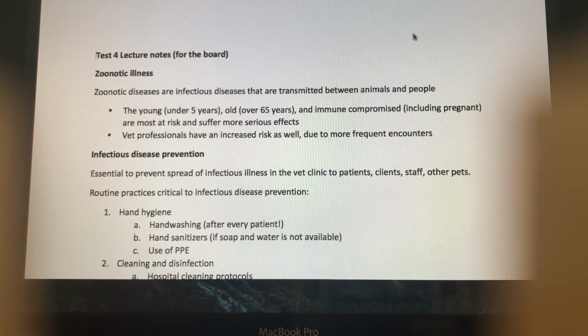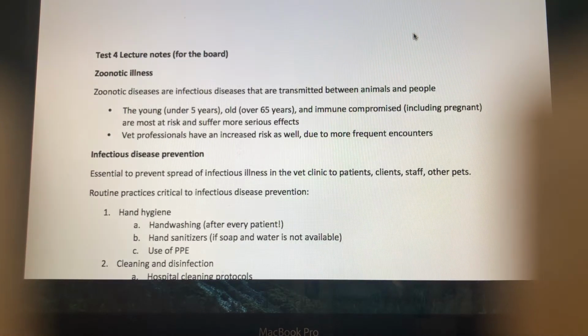With zoonotic illnesses, the young, which means under 5 years old, the old, which means over 65 years old, and the immune compromised, including pregnant people, are most at risk and suffer the most severe and serious effects of zoonotic illnesses. Those are the people who are more likely to get sick and more likely to have severe illness if they do get sick.